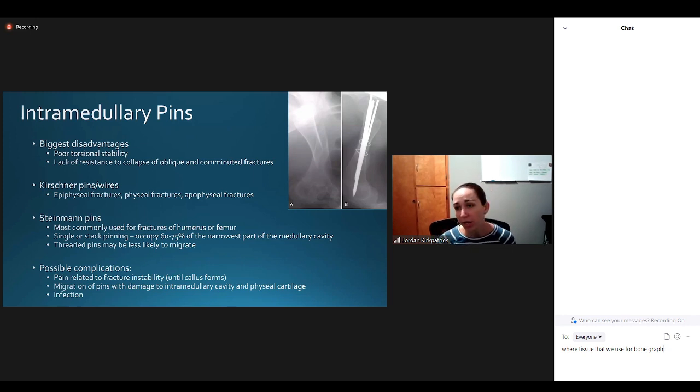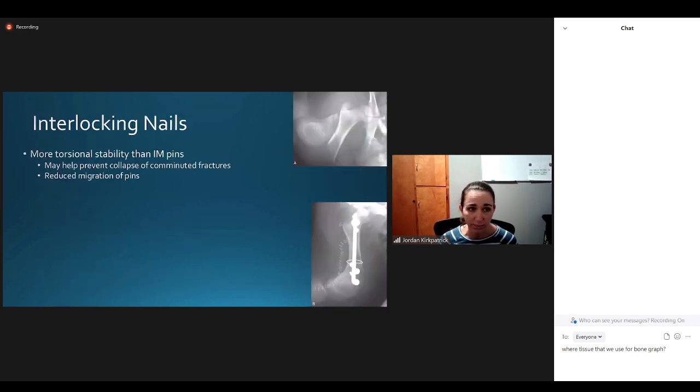Complications: pain related to the instability, the pins can migrate, and they can get infected. Interlocking nails are more the treatment of choice, especially for femur fractures. It's a similar principle to the pin, except you also put nails across the bone. So there's a pin in the bone and then nails that go across so that it has more stability than just putting things into the medullary cavity.